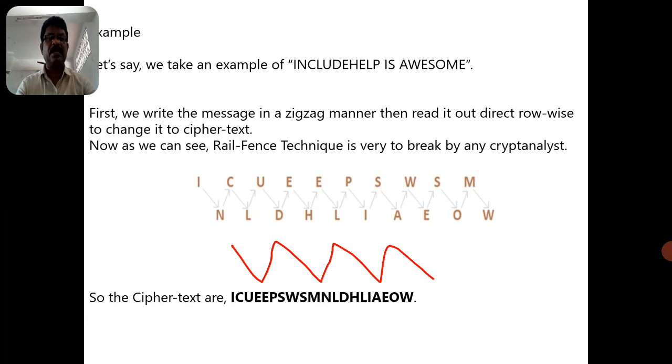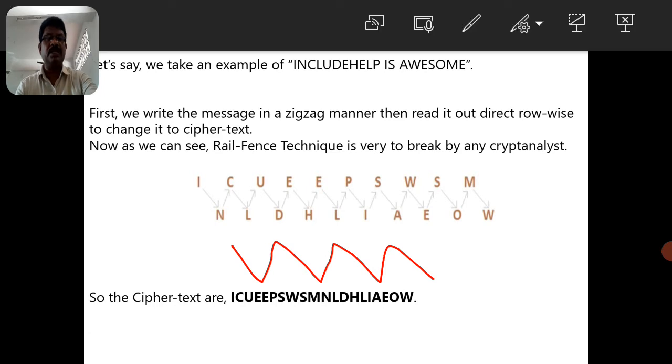That means this is a diagonal order. First we write the message in the zigzag order, which is nothing but the diagonal order. Whatever message we take, for example, here "include help is awesome", this is one of the inputs. How can we write that particular message? Now you can observe this is the diagonal form which I represented.